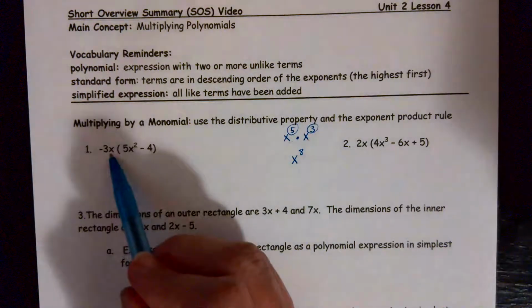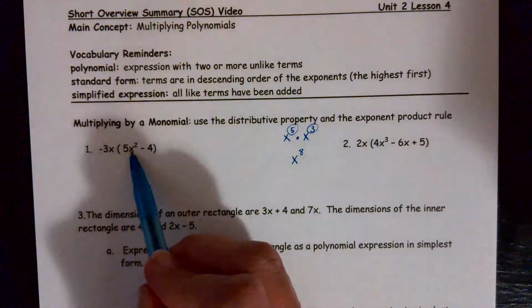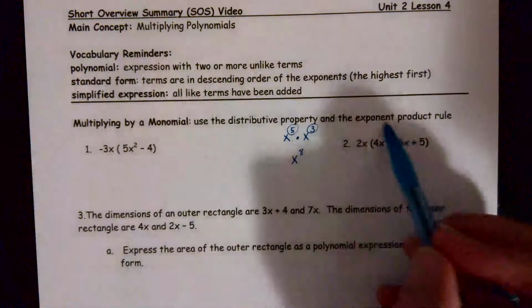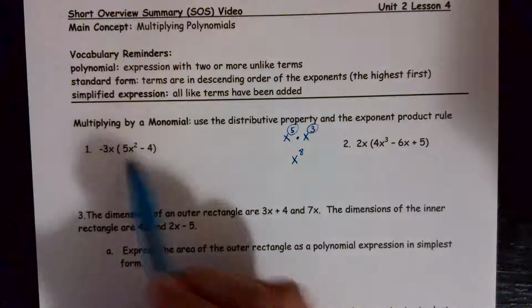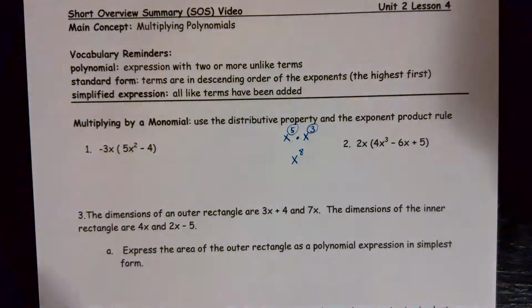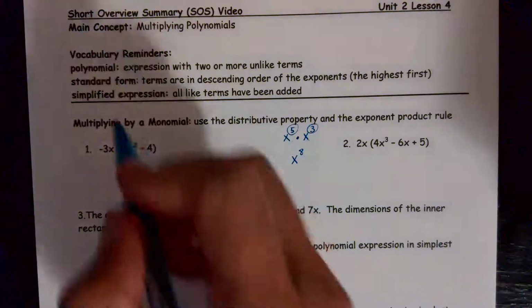When we multiply this monomial by this one, we have to remember the exponent product rule. Okay, you're going to try these two on your own. Stop the video, try that, and then start the video up again and see how you did. Okay, and we're back. So let's take a look.